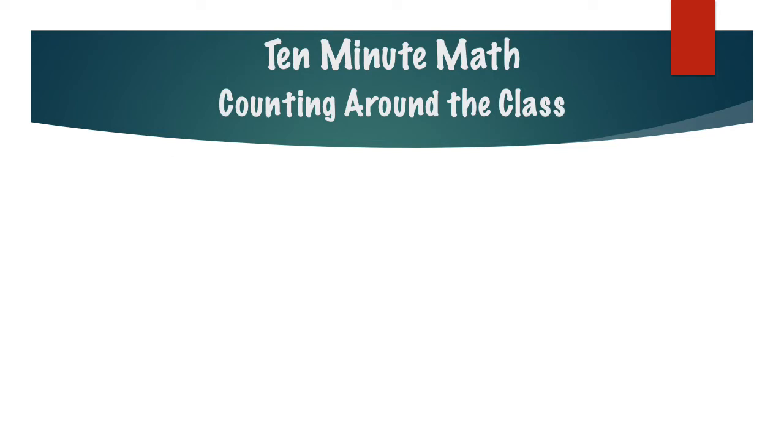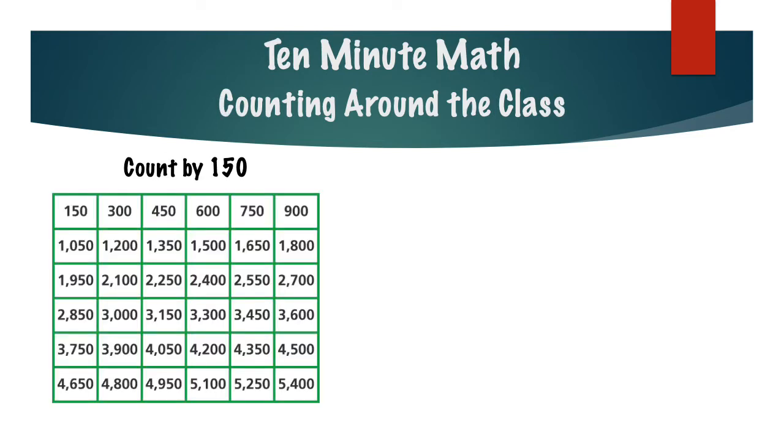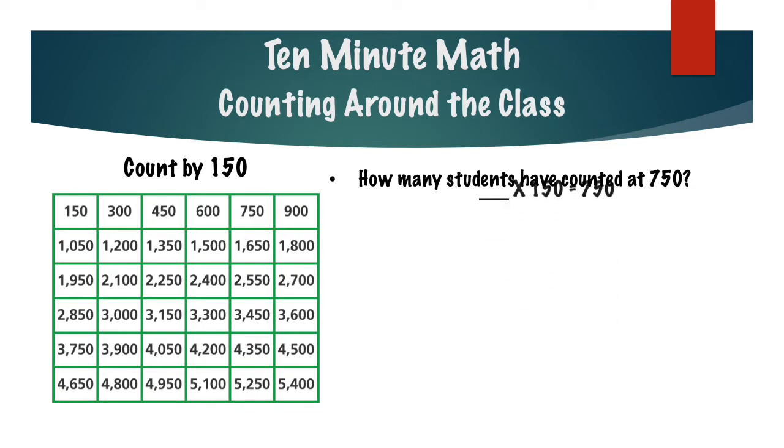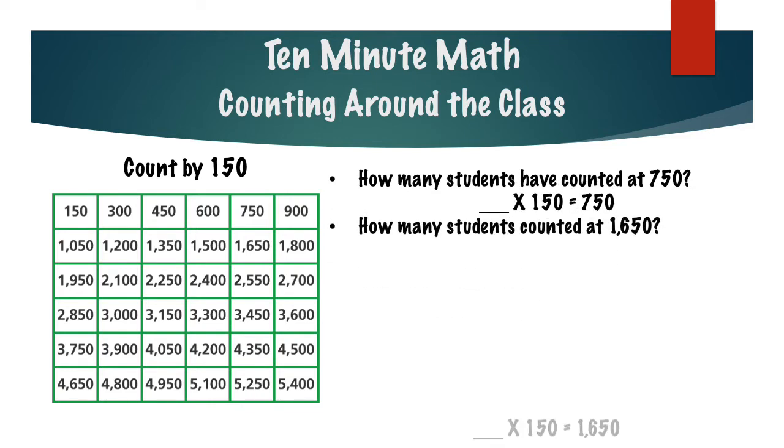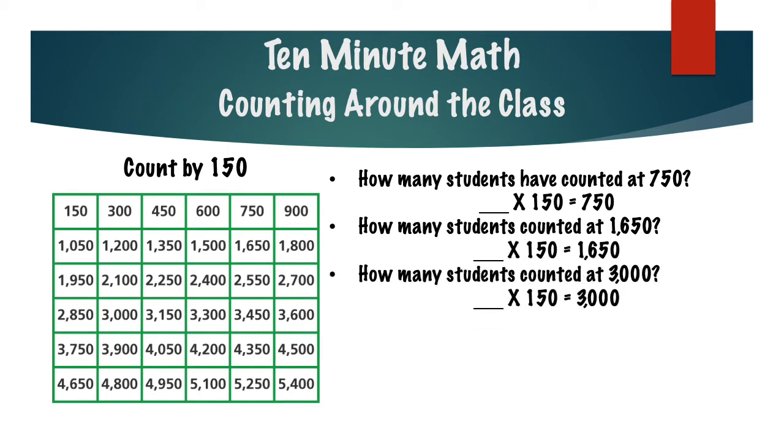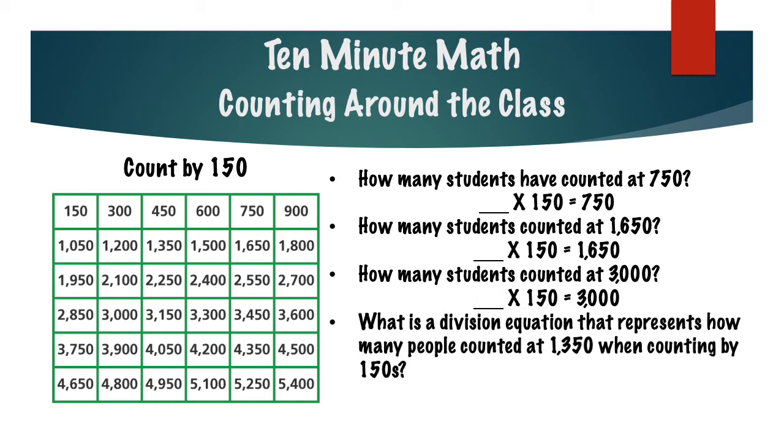Okay, so we counted by 150. How many students have counted at 750? How many students counted at 1,650? How many students counted at 3,000? What is a division equation that represents how many people counted at 1,350 when counting by 150s?